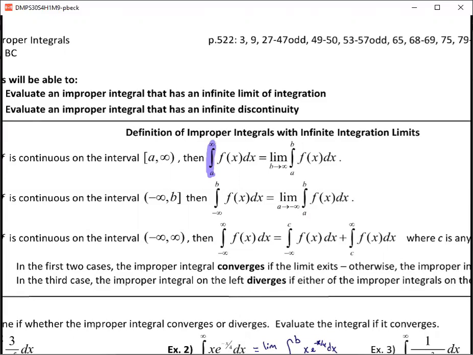And keep in mind, this is a definite integral. And as a definite integral, we should have a definite value. But if we're going to infinity, that's not a defined value.